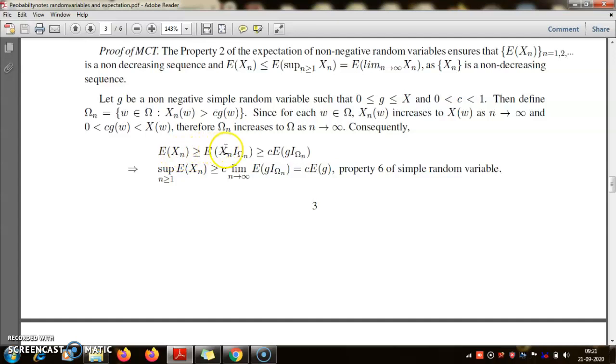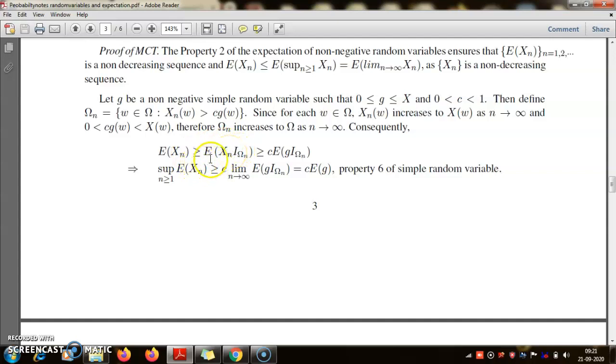So if you multiply any non-negative random variable by an indicator random variable, then xn will dominate this product. Why? Because outside this set the product will be 0 and xn is always non-negative, and inside this set xn is equal to the product, so the xn and xn into I will be matching. So you will have this relation between the random variables, and the expectations will also respect that.